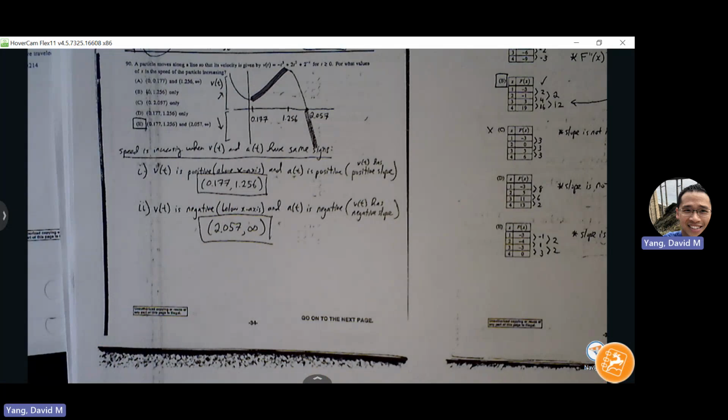So if you're looking at the velocity graph, then you know acceleration is the slope of velocity. So we know that velocity and acceleration have the same signs if velocity is positive and acceleration is positive. Positive velocity means above the x-axis. Positive acceleration means positive slope on the velocity graph. So we see clearly an interval from 0.177 to 1.256, where the velocity is positive and the acceleration is also positive, because acceleration is the slope of velocity.